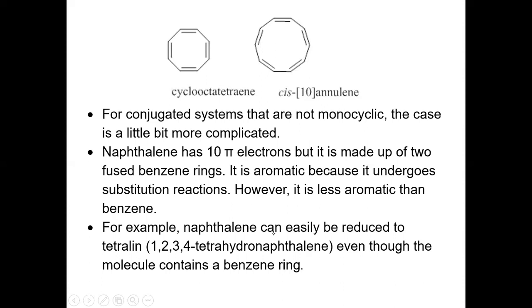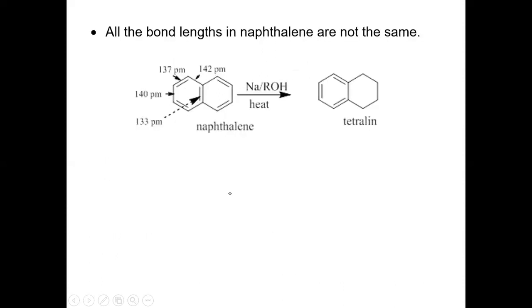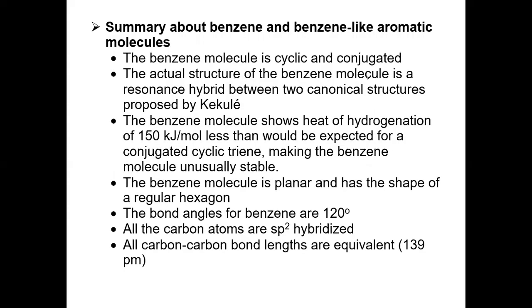And then we are seeing that it can also be reduced to tetralin. Now the equation is here. Let's take note of this equation, right? Now the bond lengths are not the same. That's why we are seeing that if you come to cycles which are not monocyclic, a lot of complications will come up, right? Yes. Good.